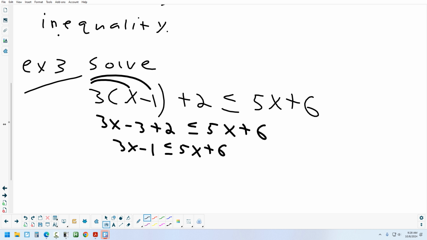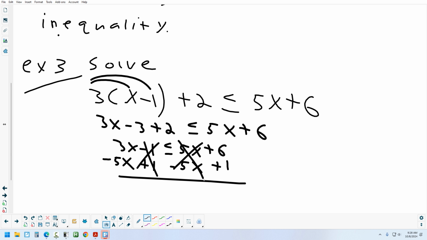Dylan, what would I do next? Now you put the 1 over to the other side. Okay, we could add the 1 to that side, and that's gone. And what else can I do at the same time? You can subtract the 5x from the 3x. Yep, so minus the 5x.